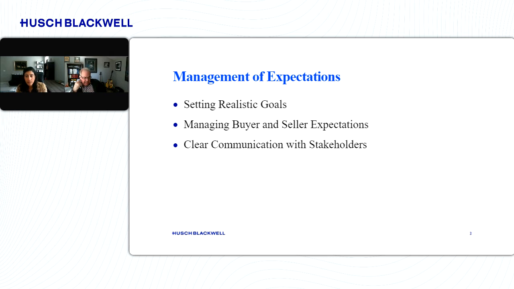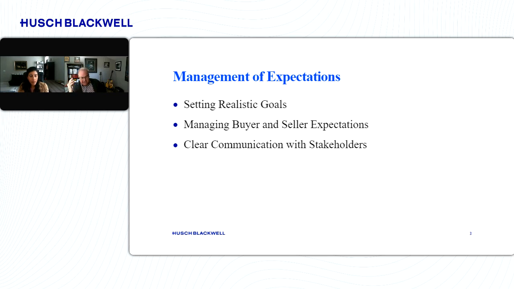And part of planning is determining what stakeholder goals and expectations are for the transaction. Stakeholder goals and expectations drive these transactions. And so knowing who the stakeholders are and what they want out of the transaction is a crucial first step. Setting realistic goals so that stakeholder expectations aren't frustrated is also crucial.